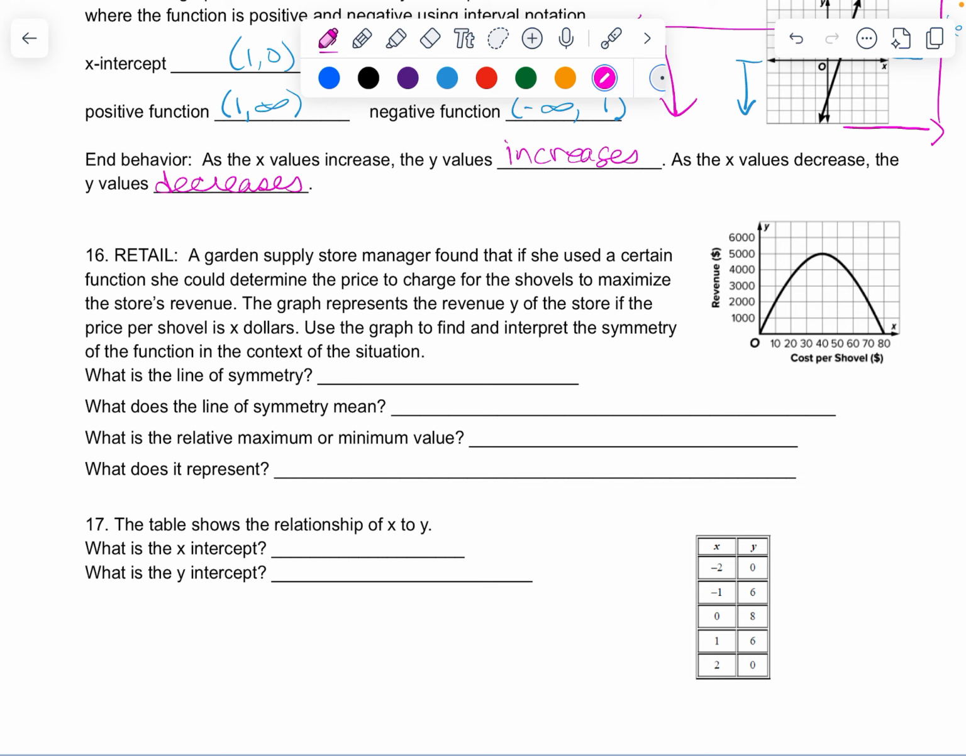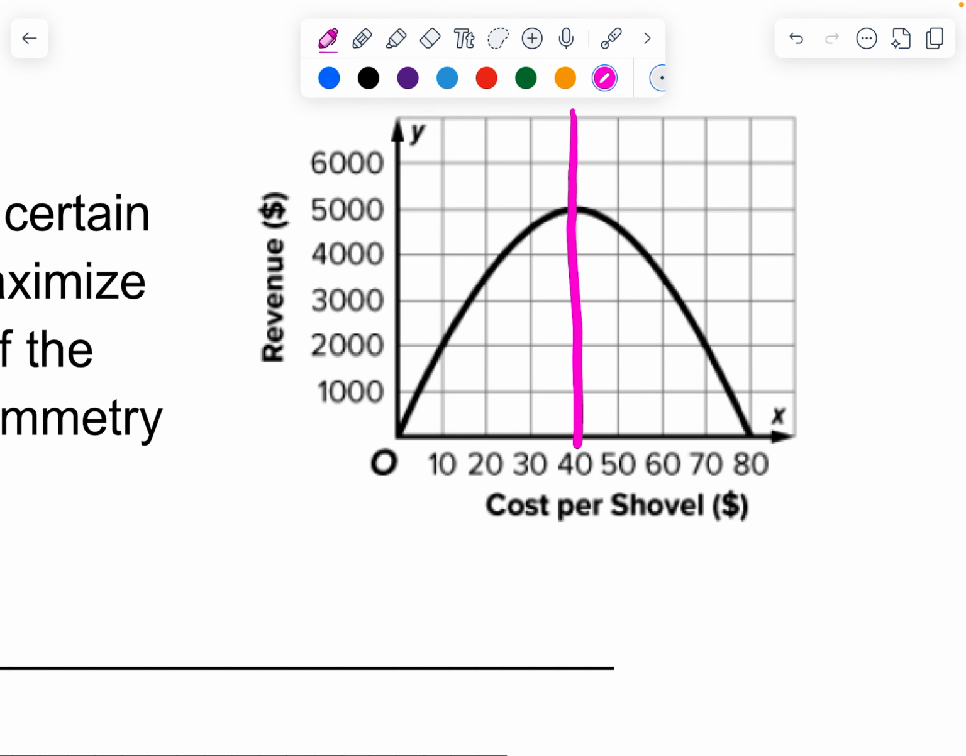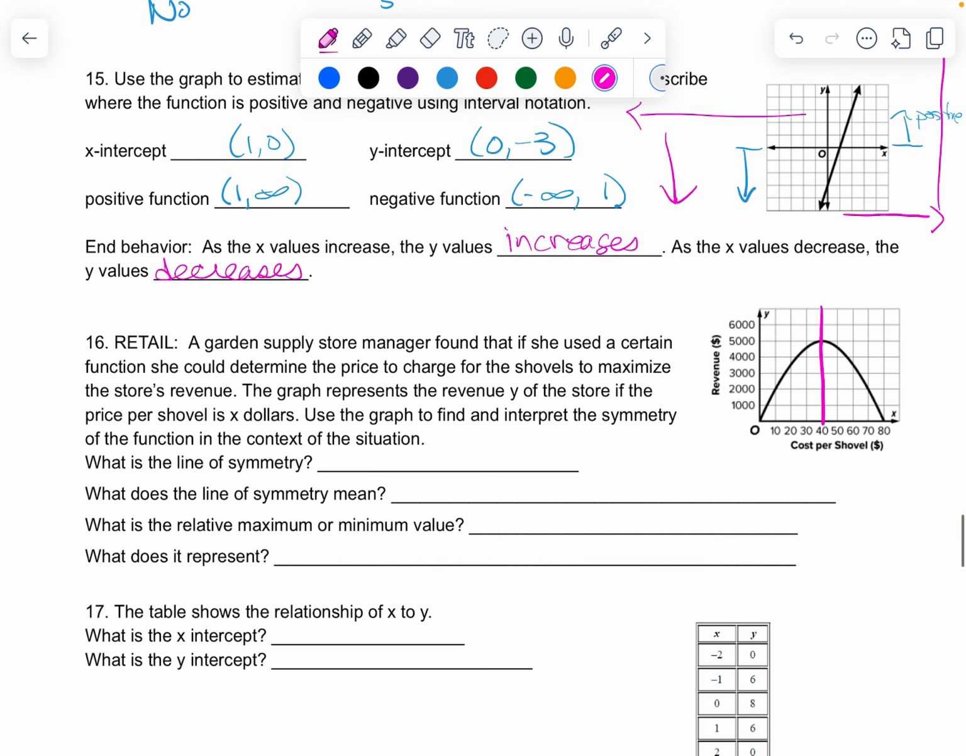So, a garden supply store manager found that if he used a certain function, she could determine the price to charge for shovels to maximize the store's revenue. The graph represents the revenue of y of the store if the price per shovel is X dollars. Use the graph to find and interpret the symmetry of the function in the context of the situation. So right here would be my line of symmetry. So X equals $40. What does it mean?